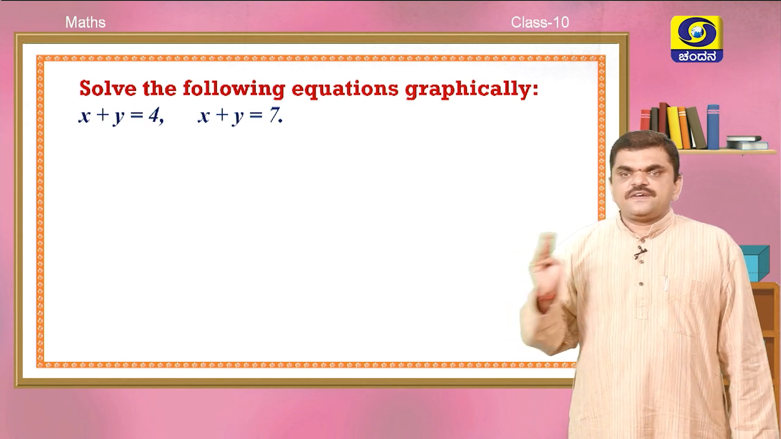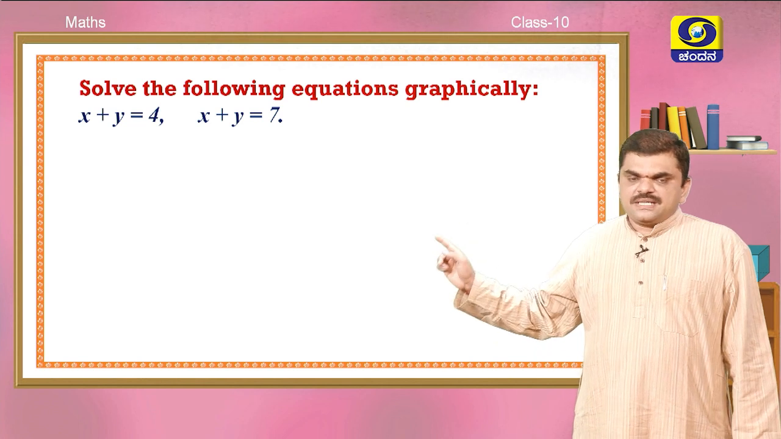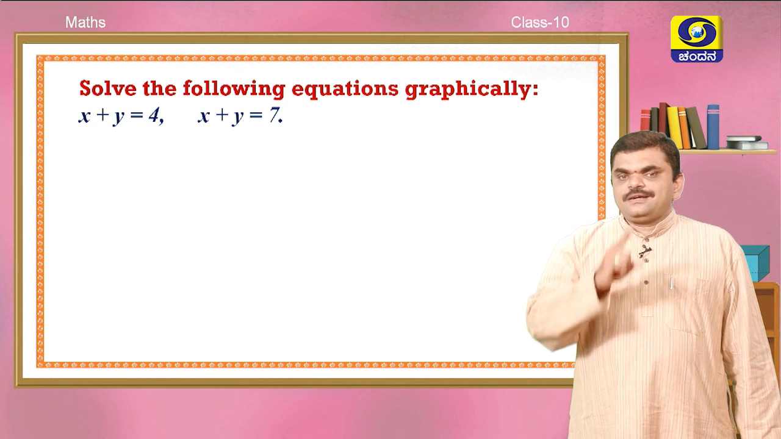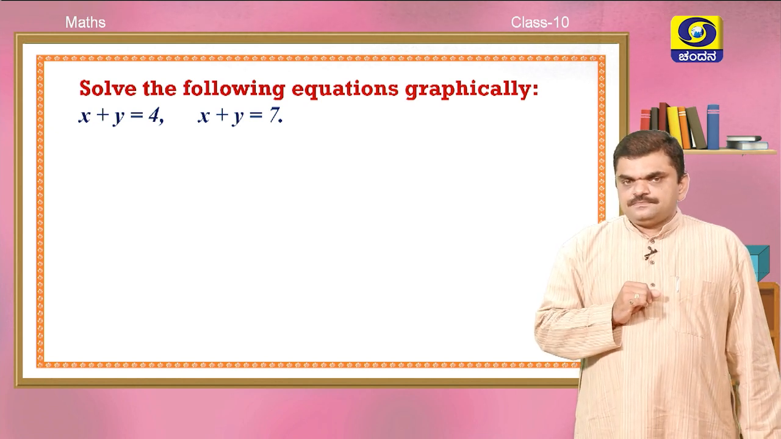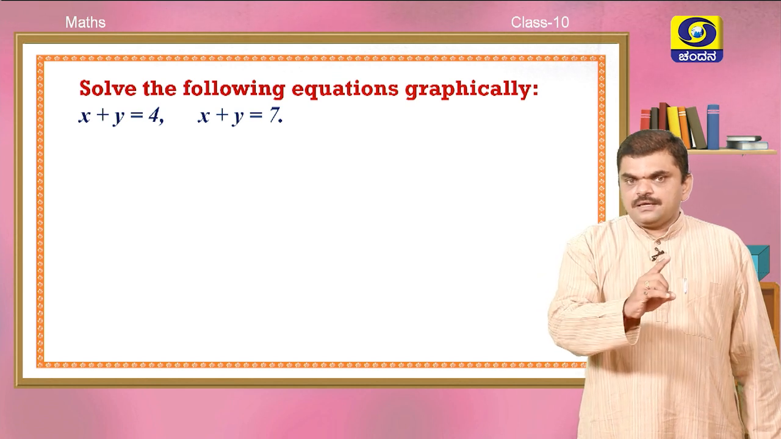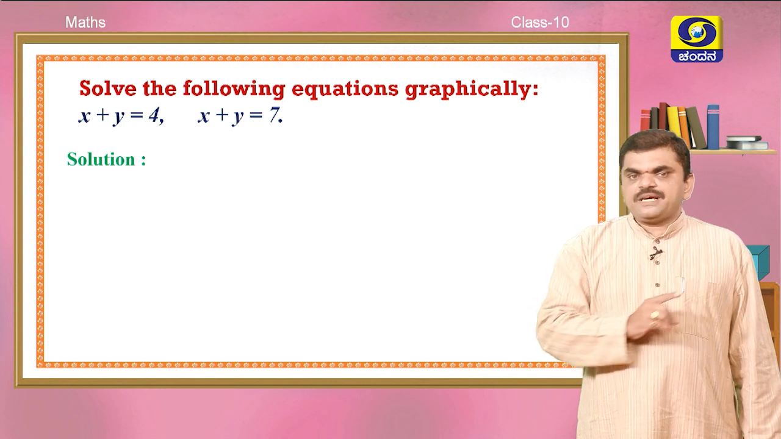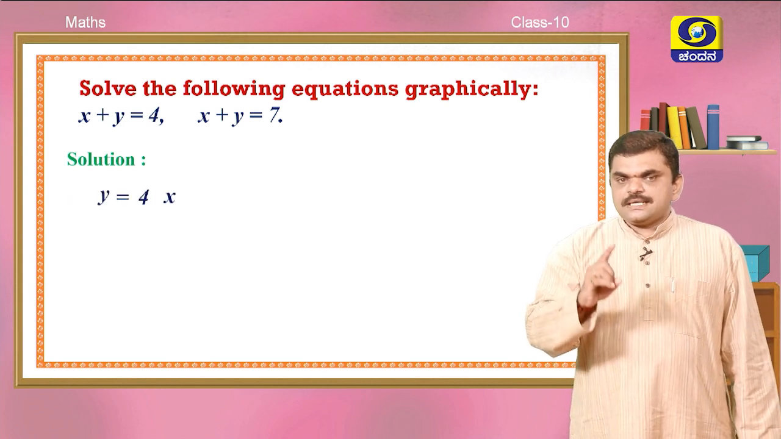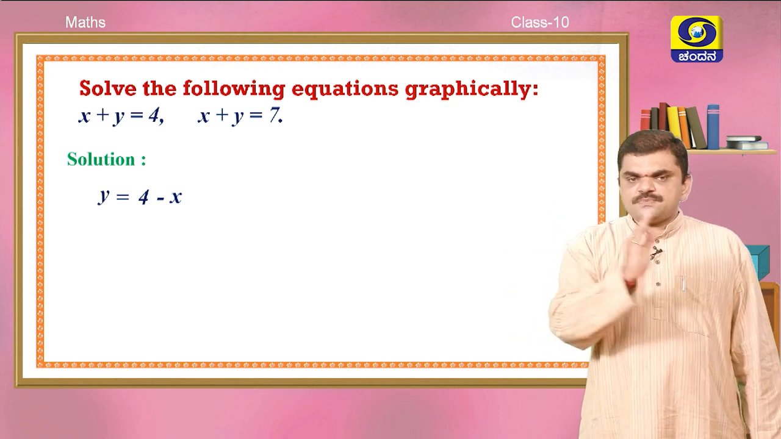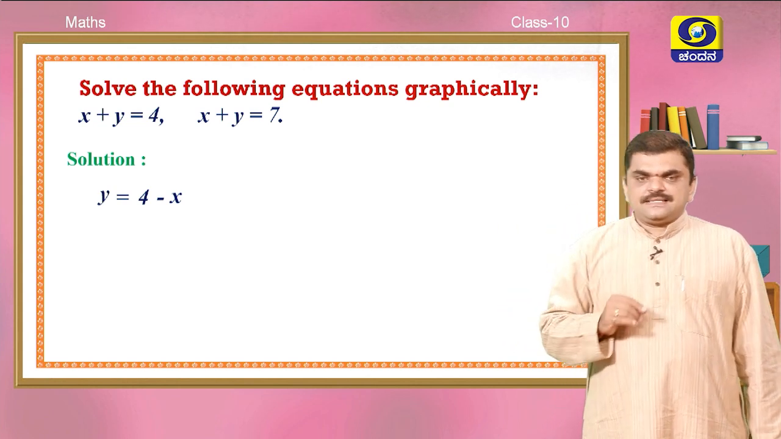Solve the following equations graphically. x plus y is equal to 4, x plus y is equal to 7. What is the first procedure? Take the first equation, make y the subject. What does y become here? y is equal to 4 minus x. We have to substitute for the value of y. So, y is equal to 4 minus x here.